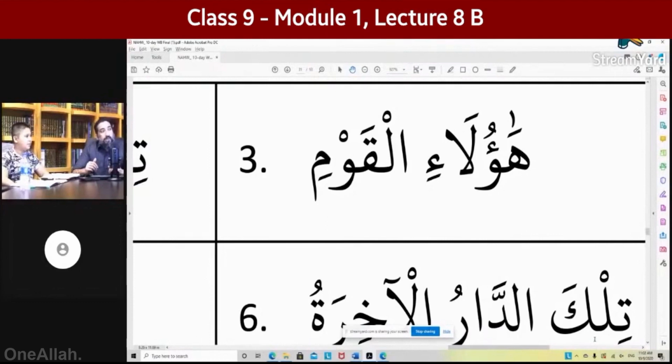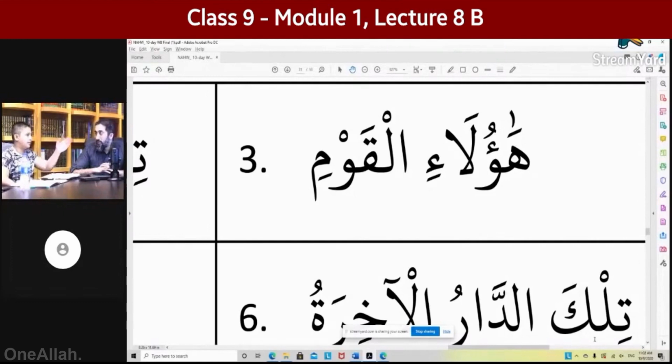Ha'ula'il qawmi. Ha'ula'i means these. Qawm means people. For now, we'll use people. So how do I translate ha'ula'il qawm? These people.